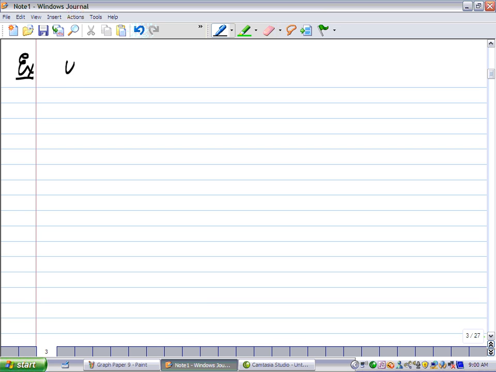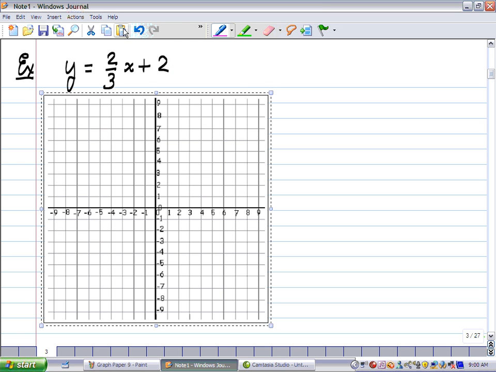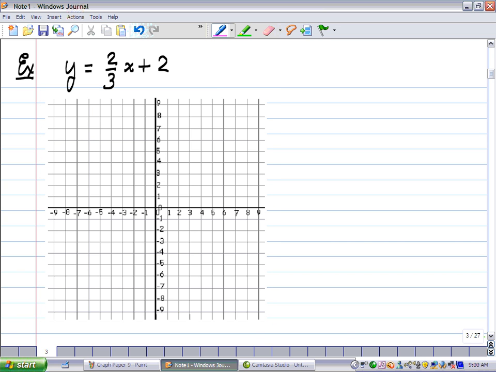Let's suppose we have the line y equals 2/3 x plus 2. The y is by itself, so we have it in the y equals mx plus b form. Right. So this is the m, and this is the b. Remember, the sign goes in front of the number we're talking about, so the plus is part of the b.